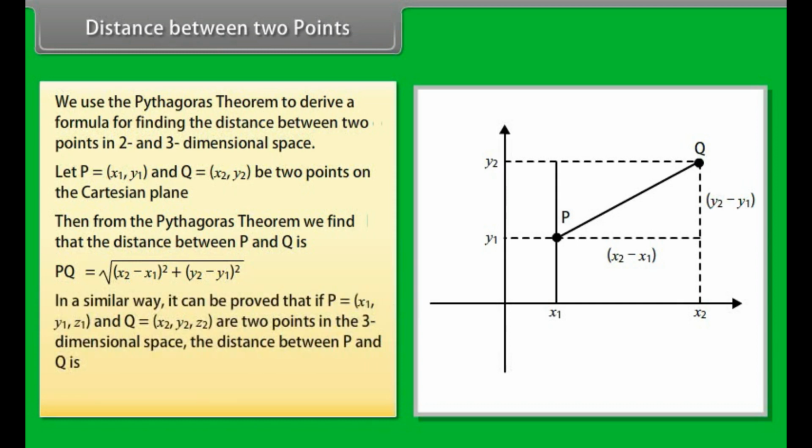In a similar way, it can be proved that if P = (x1, y1, z1) and Q = (x2, y2, z2) are 2 points in the 3-dimensional space, the distance between P and Q is PQ equal to square root of (x2 minus x1) square plus (y2 minus y1) square plus (z2 minus z1) square.